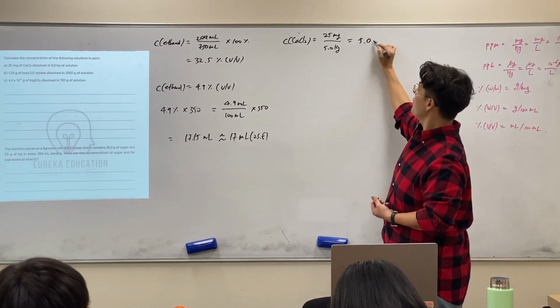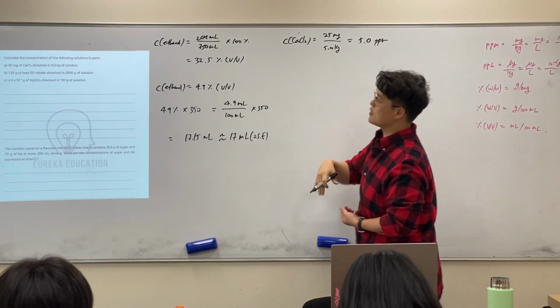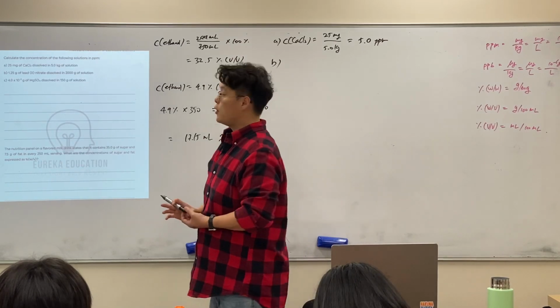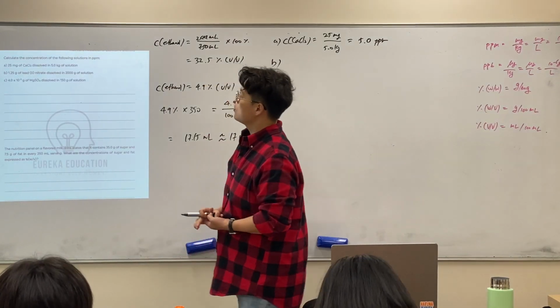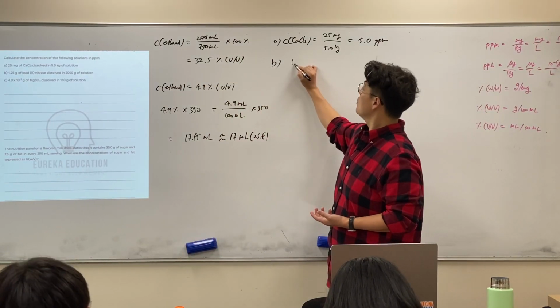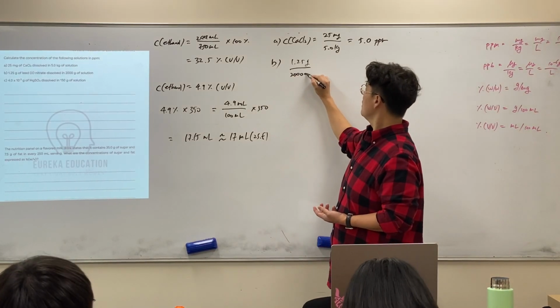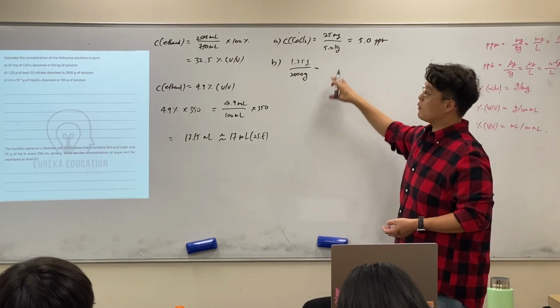You should get 5.0 ppm in 2 sig figs. That's the answer for A. B. 1.25 grams of lead nitrate dissolved in 2,000 grams of the solution. Again, we need to convert that into the unit of milligrams per kilogram.